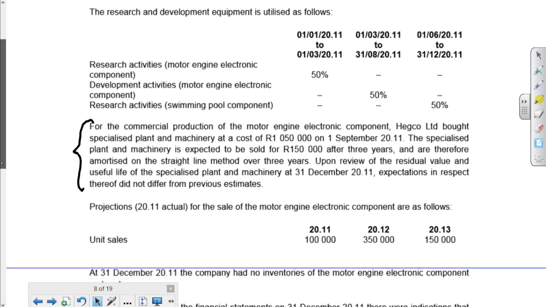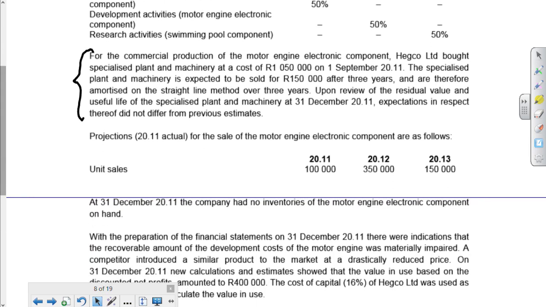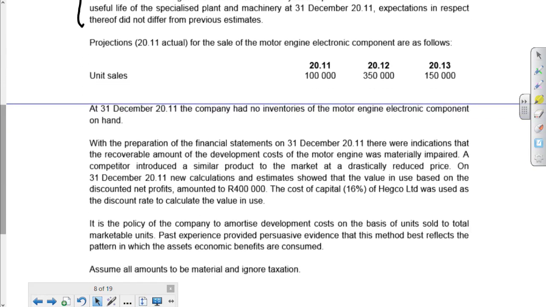Projections for 2011 for the sale of the motor component are as follows. There's the projections of the units that we will sell of this motor engine. The company had no inventories on hand. With the preparation of the financials, there were indications that the recoverable amount of the material development costs was impaired. And they give you net profits, and they give you a cost of capital, so you have to do a calculation of impairment. But I also don't want you to do that just yet. It's the policy to amortize on basis of units sold. So we're not amortizing it based on years, we're amortizing it based on units, those units up there.